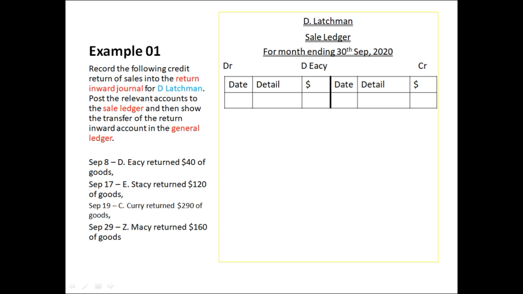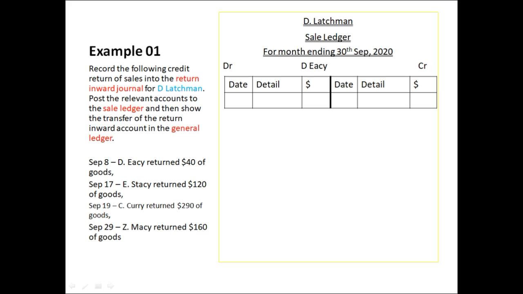As with any account we are doing, we have to create our heading. So we are creating this for D. Latchman. We are using the sales ledger, and we place the period: month ending 30th of September 2020. Then we use the T account format, and we create a T account, or a ledger, for each person we do transactions with.